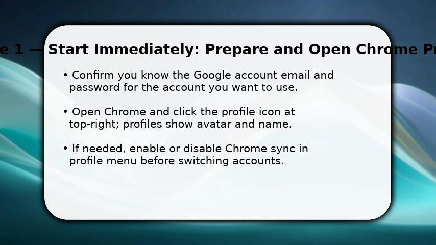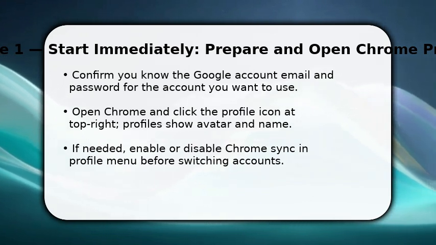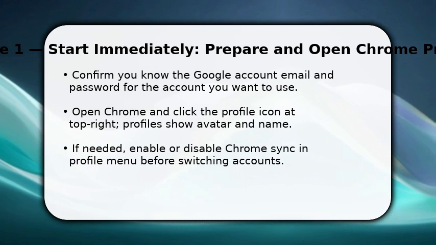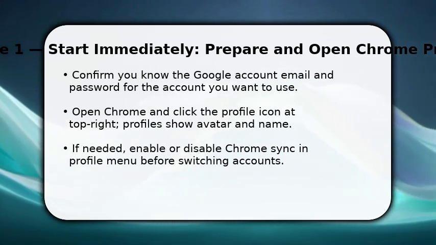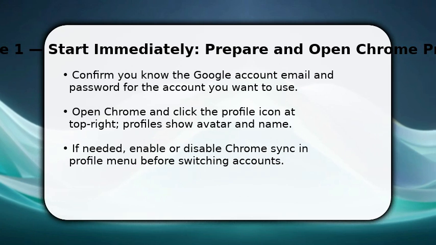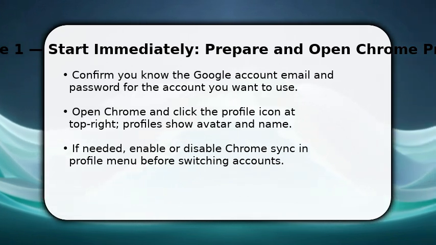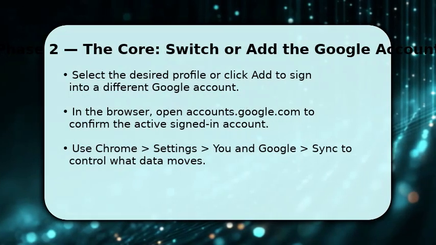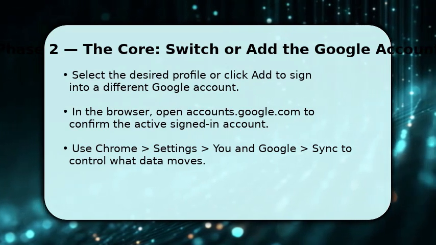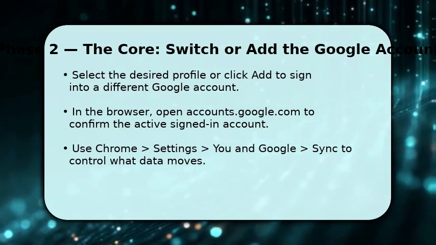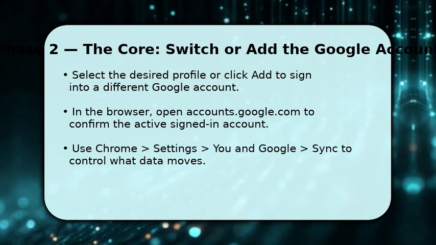This gets Chrome to the right state and prevents accidental sync of the wrong profile, so do these first steps carefully. You now switch accounts by selecting the profile or adding a new one. Click the profile icon, pick the account, or choose Add. After signing in, open your Google account page to verify the active email and permissions.